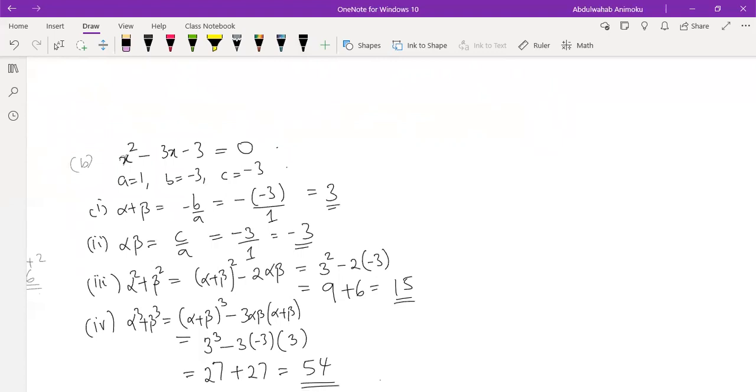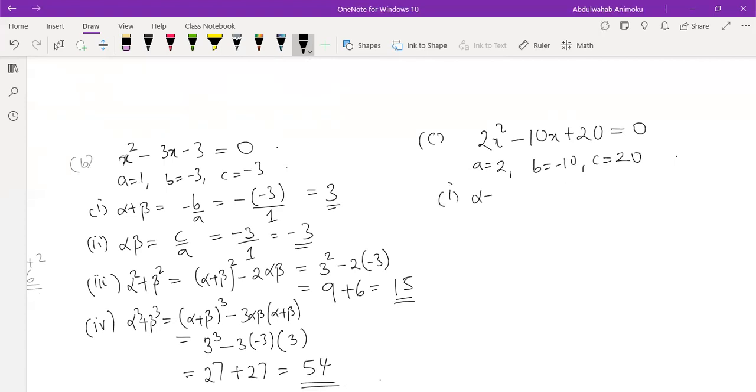So the last part is, we have 2x squared minus 10x plus 20 equal to 0. Yes, 2x squared minus 10x plus 20. Good. Now, you could actually divide through by 2 first, but we don't have to. So let's just do a is 2, b is minus 10, and c is 20. Now the first one is alpha plus beta, which is just minus b over a, which is minus minus 10 over 2, which is 5.